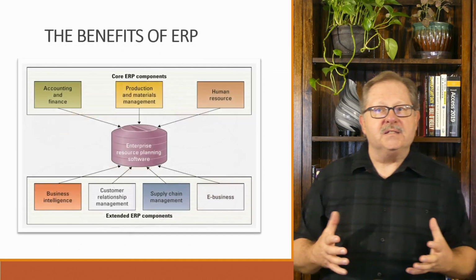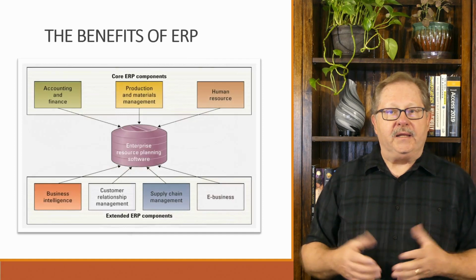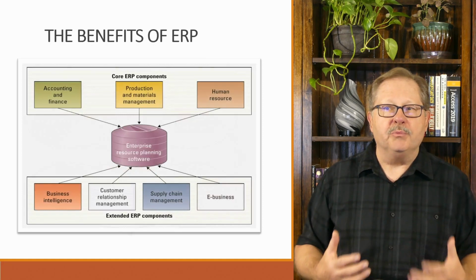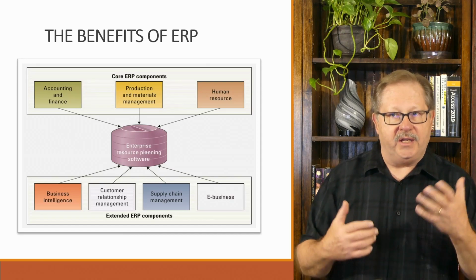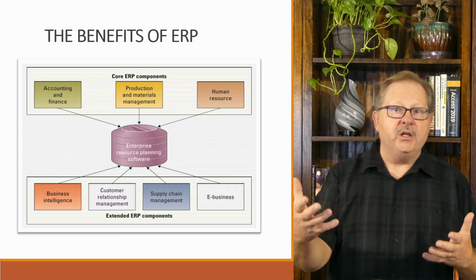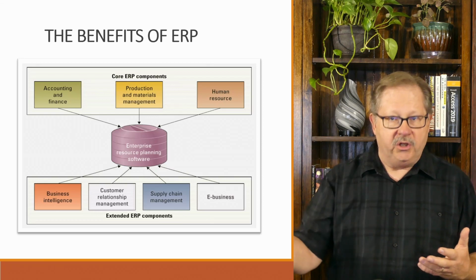So everybody gets the information they need when they need it, and it becomes much more real time, okay? So core ERP components are the accounting and finance, production and materials management, and human resources.